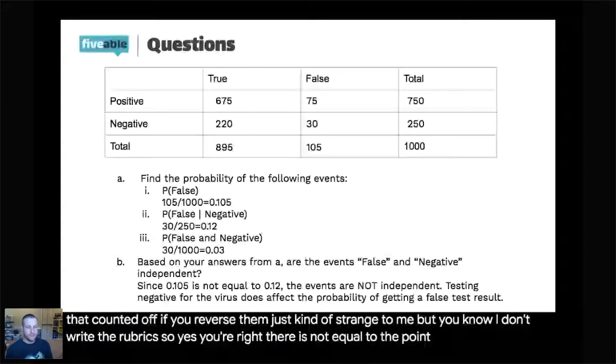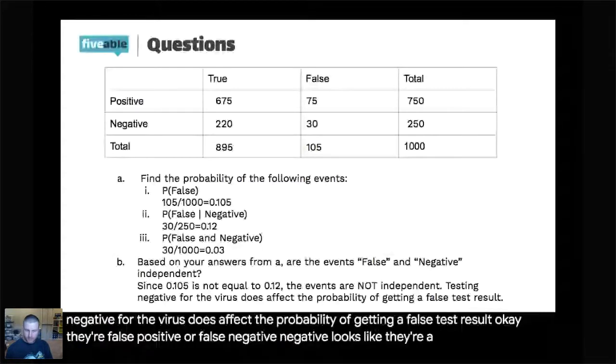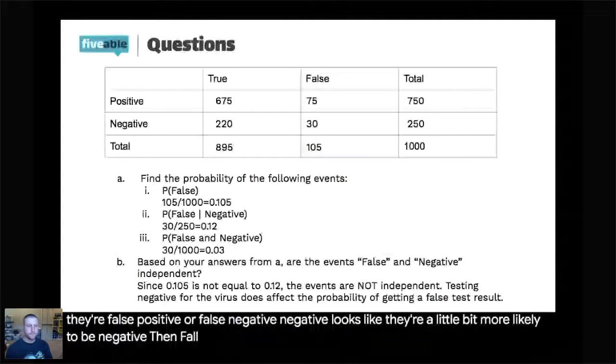Testing negative for the virus does affect the probability of getting a false test result. Okay, either false positive or false negative. Negative looks like they're a little bit more likely to be negative than false overall. Okay, any questions on that?